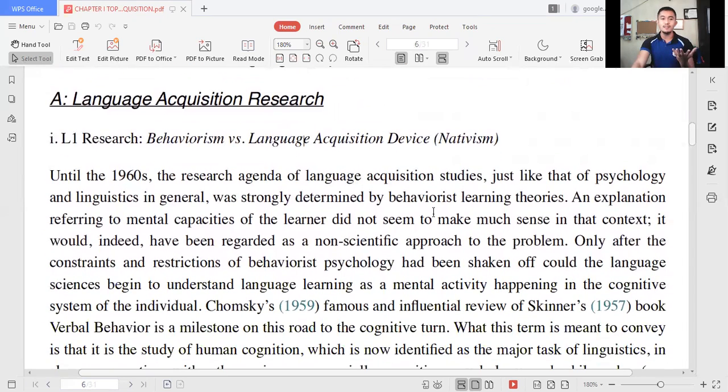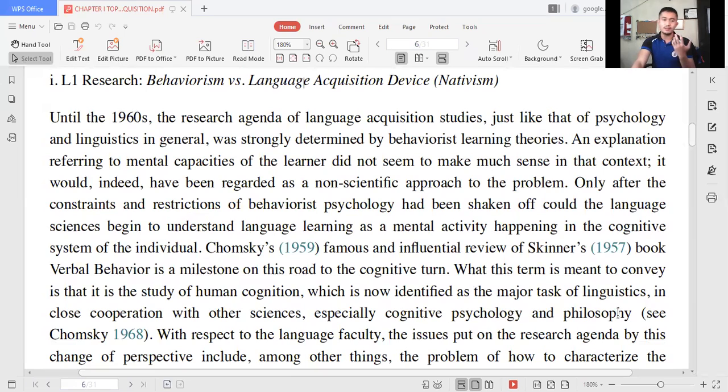That's why it is important that you also understand the theories of Chomsky and Skinner, because they are cognitivists. They also talk about verbal behavior, which is a milestone on this road of the cognitive turn in how the child understands or acquires language.